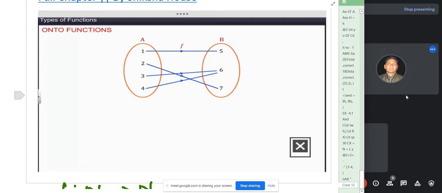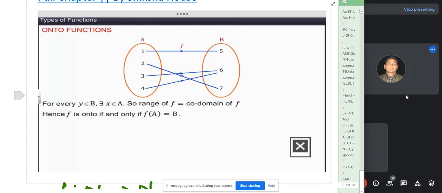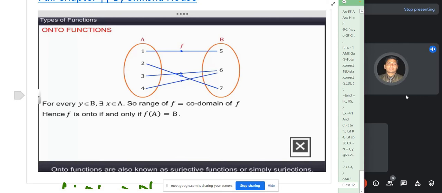This implies for every y in the codomain there exists at least one x in the domain. So we can say that the range of f is equal to the codomain of f. Hence, f is onto if and only if f of A is equal to B. The other name for an onto function is surjective function or simply surjection.